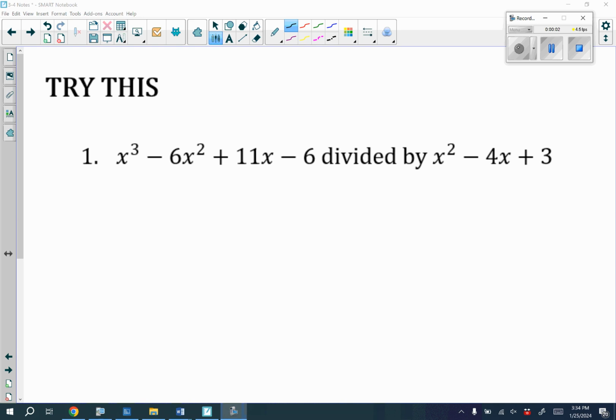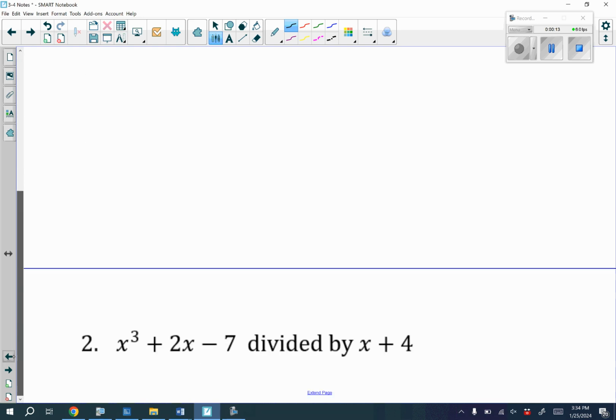Hey guys, here's the last video for the long division. So please go into the try this of your notes for the long division. We're going to actually skip example 1 and we're going to get into example 2. So we're going to do x cubed plus 2x minus 7 divided by x plus 4.